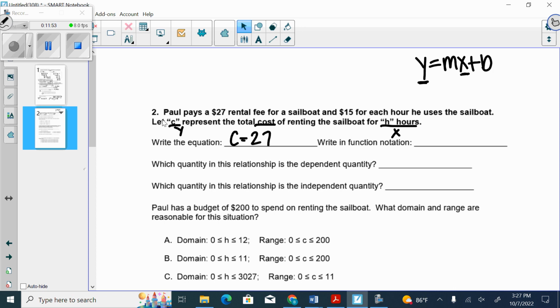And what does that word "and" mean I need? Plus 15 per hour. How do I write that? Very good.